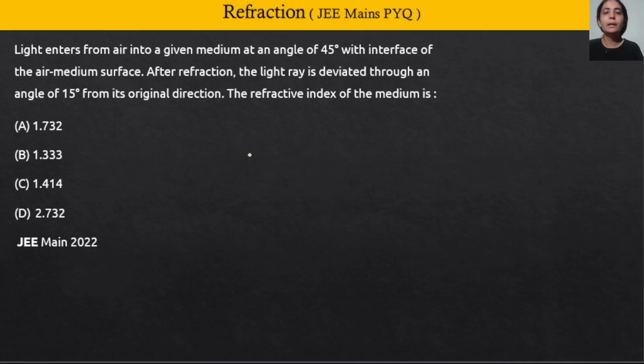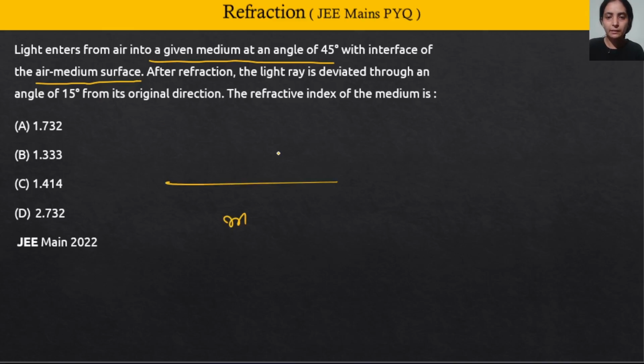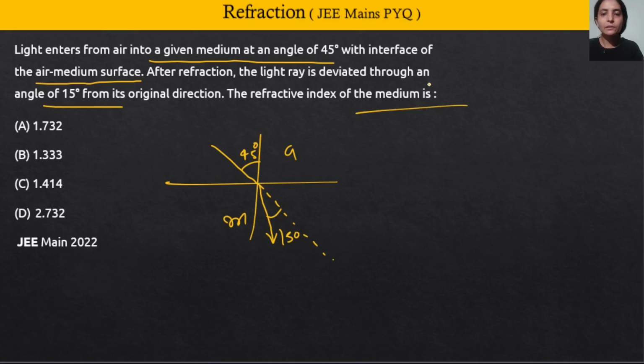What is the next question given? Light enters from air into a given medium at an angle of 45 degree with the interface of the air medium surface. So this is the air medium surface. Let's say this is media, this is air, and light is incident at an angle of how much? 45 degree. After refraction, the light ray is deviated through an angle of 15 degree from its original direction. The original direction will be this, and it is getting deviated. It will refract towards the normal. So deviation angle is how much? 15 degree. The refractive index of the medium is.